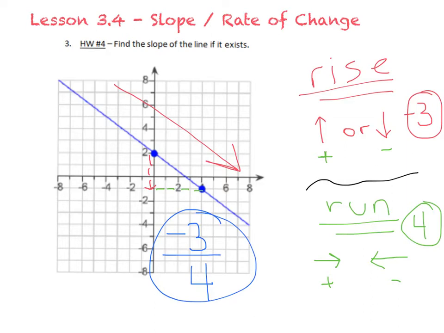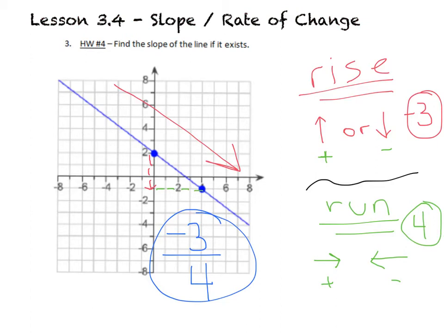So, to recap, if you're given a picture of a line, simply start with the point on the left-hand side, count up or down. If you go up, it's a positive number. If you go down, it's a negative number. And then count left or right. And that's how you do that problem right there.